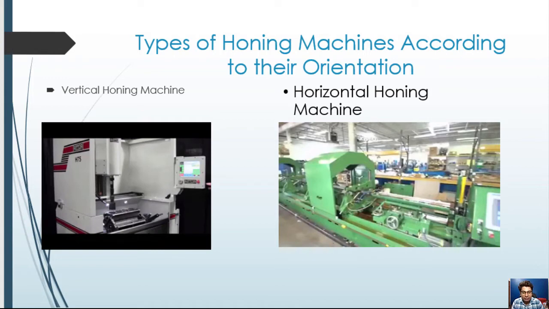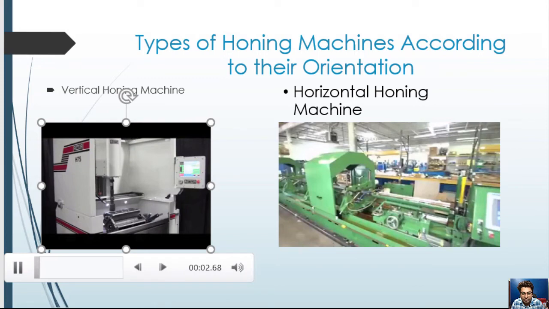Fixtures are present to hold the workpiece in the correct position. Hydraulic drives are present in modern machineries to control the tool and the workpiece. Vertical type honing machines are generally suitable for shorter jobs. These machines are widely used when compared to the horizontal honing machine. Let us see an example of a vertical honing machine. See, the tool is inserted onto the cylindrical block, and the machining is being performed.